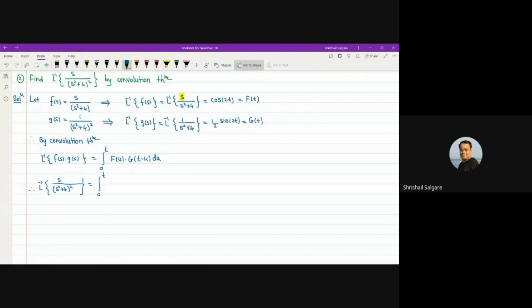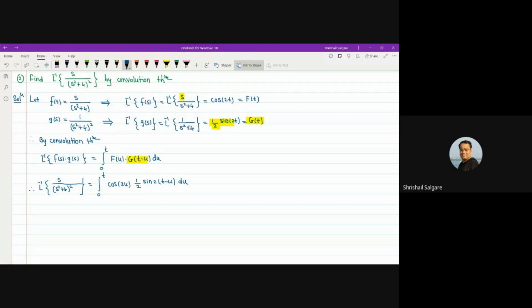So who will tell what is f of u in this case? Namrata? Cos 2u. Okay, cos of 2u. You have to replace t by u. Next one, Vardhaman Chavan. Yes, sir. G of t minus u, you have to tell. 1 by 2 sine 2 into (t minus u). Very good. 1 upon 2 sine of 2 into (t minus u) and integral with respect to u.